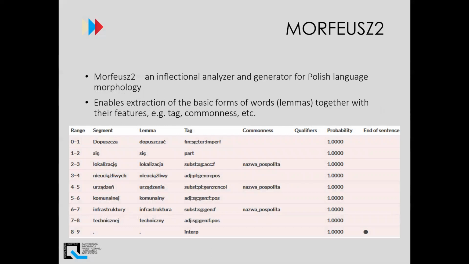As I already mentioned, we have decided to use an inflectional analyzer and generator for Polish language morphology, Morfeusz, to extract basic forms of words. It is based on the idea that proper segmentation for Polish has to be dictionary-based, since words consisting of multiple segments are allowed. An inflectional dictionary consists of lexemes, which are some abstract units of language and can be considered as a set of grammatical forms.